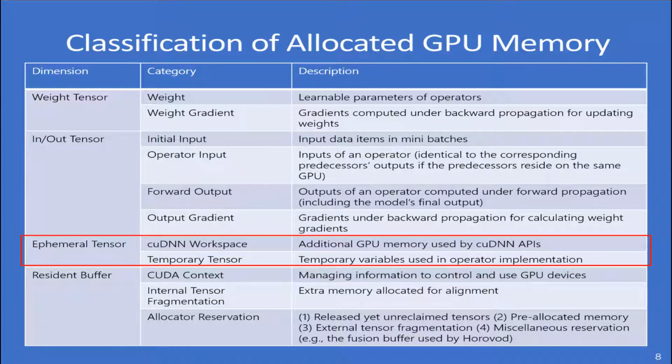The third one is the informal tensor. It contains 2 subcategories. The cuDNN workspace represents the additional GPU memory used by the cuDNN APIs.